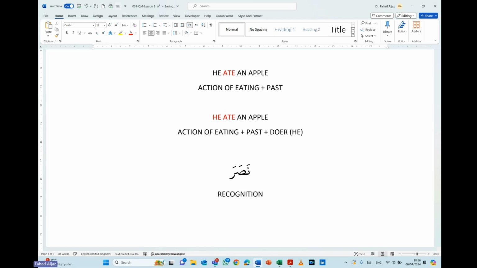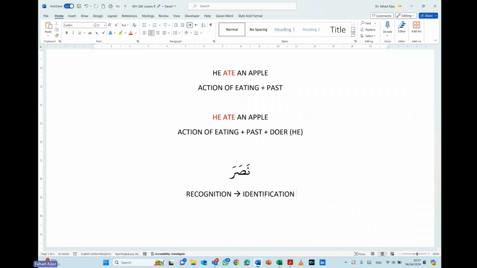Recognition. First, recognizing this is a fail. Then you need to build the skill of identification. Then you need to identify which doer is inside this fail. Okay? And you need to identify, who is it referring to? Is it third person, second person, first person? Is it singular, pair, plural? Much like the ism world, right? You need to identify all of those things when you look at a fail.